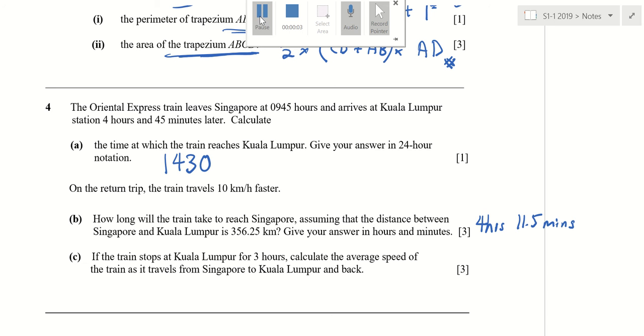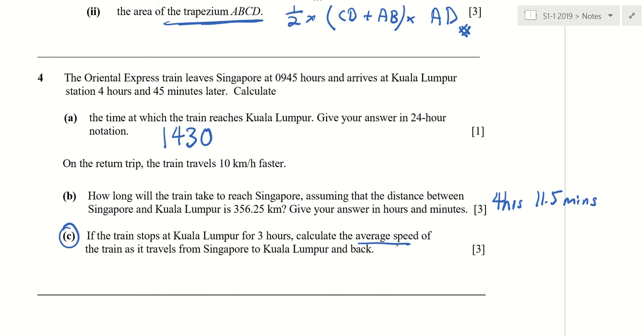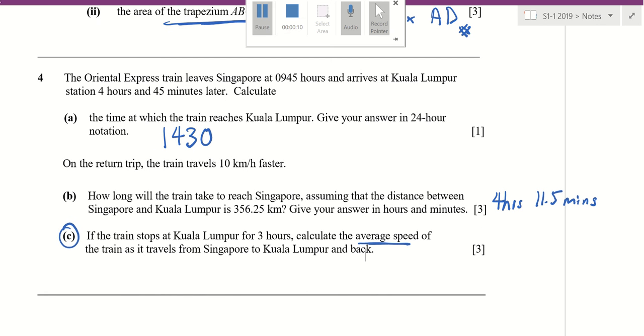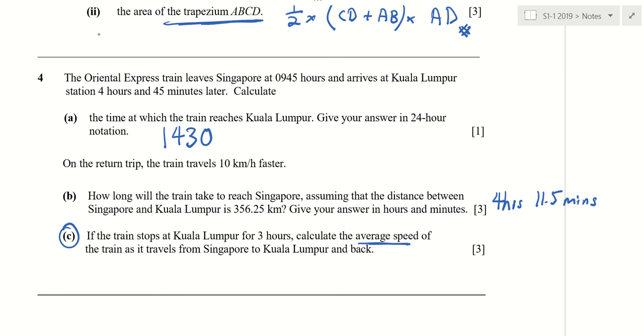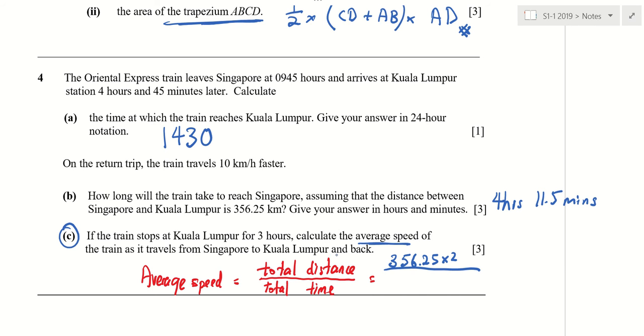Okay, so let's start. Now, let's look at 4C. How do I calculate average speed? Can I write down in red color? Average speed is equals to what? Total distance divided by total time. Let's pause the screen. Times 2 because there's a there and back.